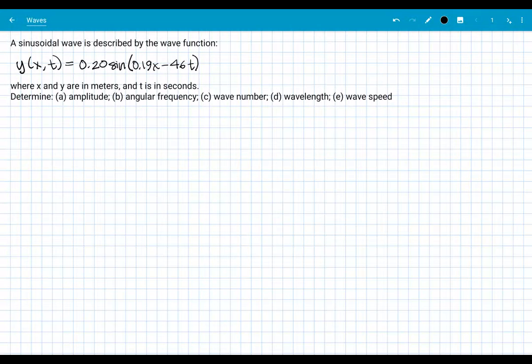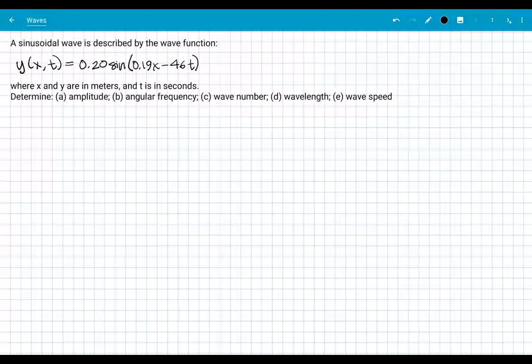So we're given this wave function. I gave it to you in this awkward way just because a lot of times wave functions are handed to students like this, and I want you to be able to deal with it. You're given this particular wave function. Then I tell you x and y are in meters, t is in seconds, so we're assuming SI units here.